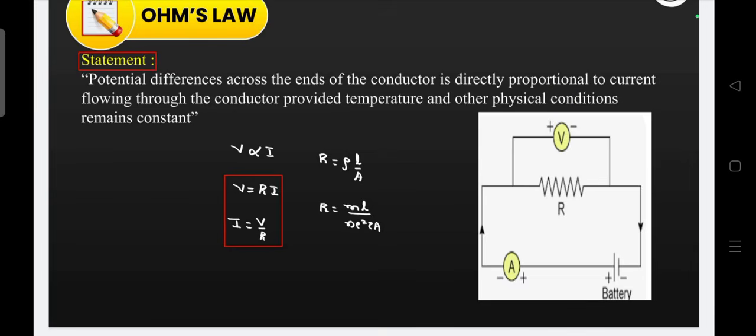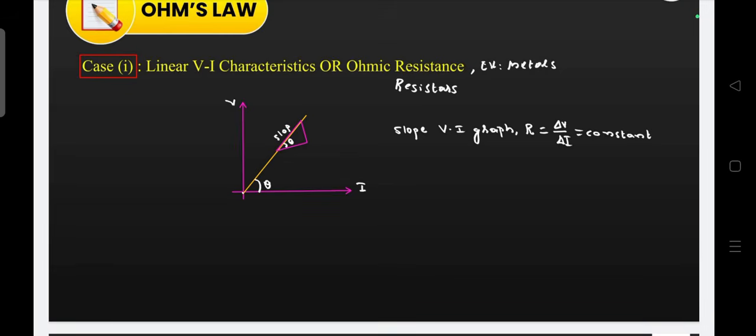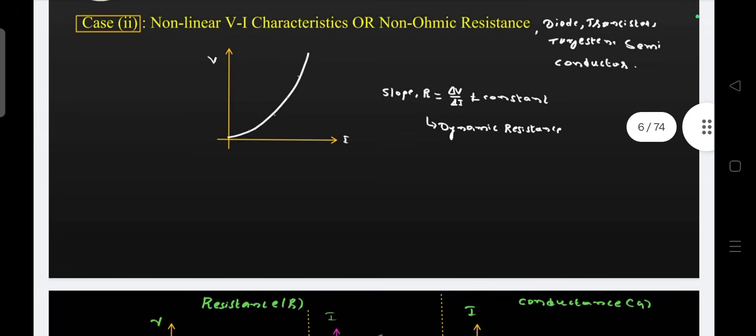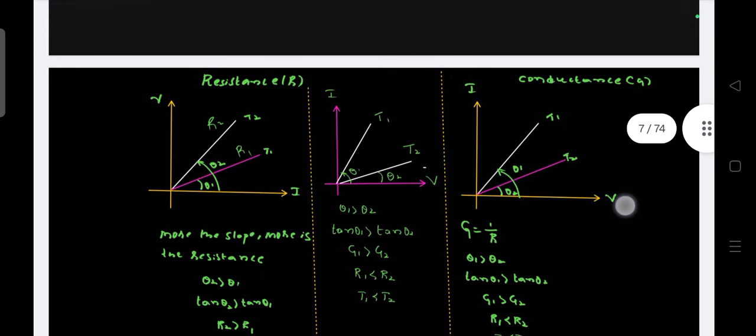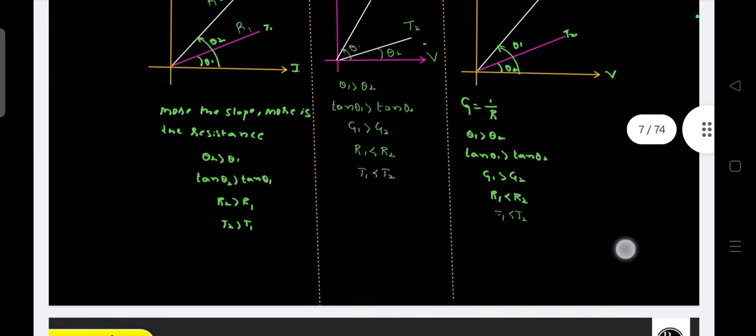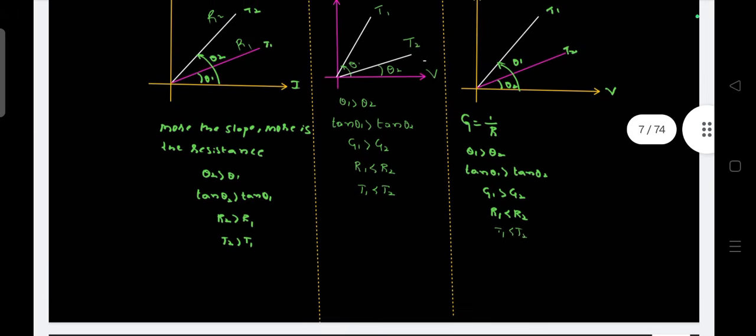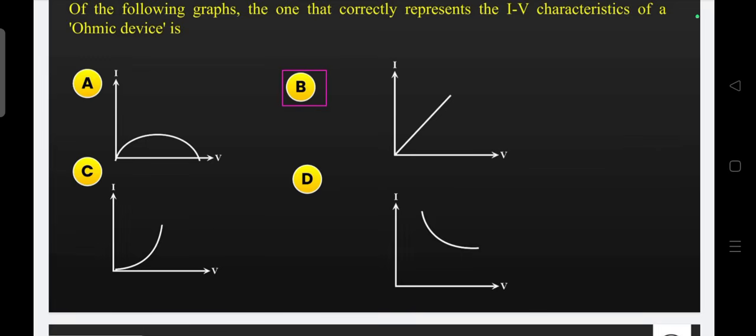Next, come to the topic Ohm's law. The statement of Ohm's law with formula. In case 1, the V-I characteristics are ohmic resistance. The formula is this. Case 2. Now a question on the basis of Ohm's law.